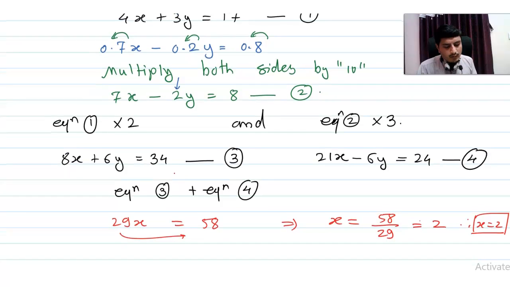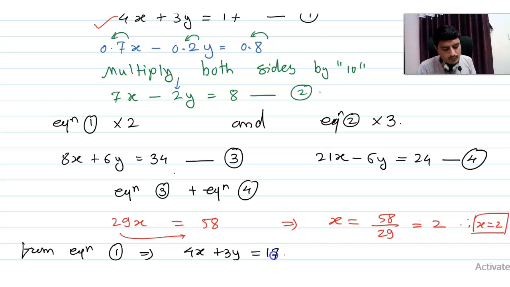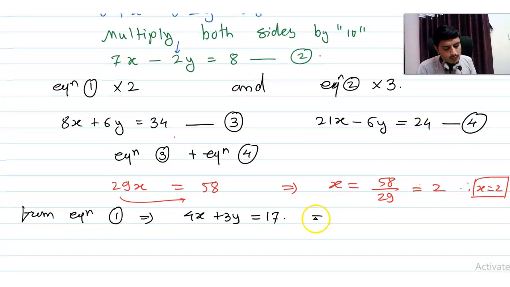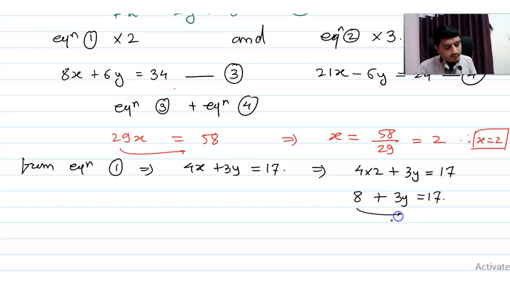Now to evaluate the value of variable y, let us put x equals 2 in any one of the equations, either 1, 2, 3 or 4. Among them, we are choosing equation 1. Equation 1 is of the form 4x plus 3y equals 17. Replacing x by 2, we get 4 into 2 plus 3y equals 17. 4 twos are 8, so 8 plus 3y equals 17. Now shift the 8 from LHS to RHS, so the value of 3y is 17 minus 8, which is 9.